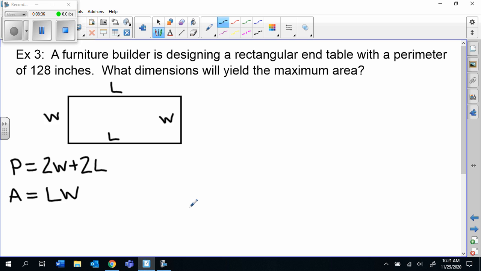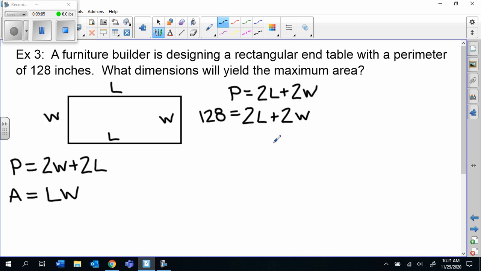All right, so a furniture builder is designing a rectangular end table with a perimeter of 128. What dimensions will yield the maximum area? Literally the only number we know is that the perimeter is 128. But that is enough. So we're going to start with our perimeter. We're going to plug in 128. And you get to choose one of these variables to solve for. All right, so solve for L, solve for W. It doesn't really matter in the end.